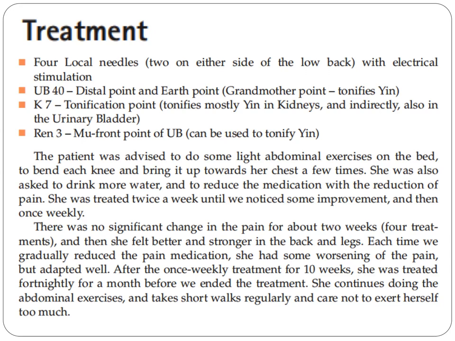That's a total of 4 treatments, and then she felt better and stronger in the back and legs. Each time, the pain medication was gradually reduced. She had some worsening of the pain, but adapted well. After the once weekly treatment for 10 weeks, she was treated fortnightly for a month before the treatment was ended. She continues doing the abdominal exercises and takes short walks regularly and takes care not to exert herself too much.